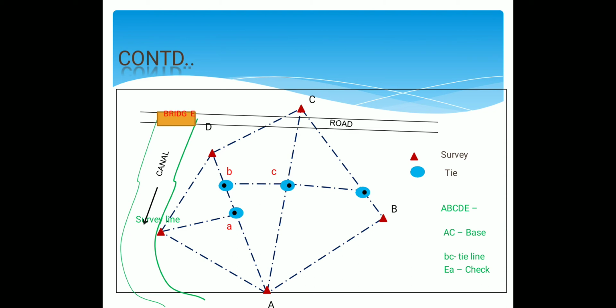So here we could see a chain survey that is carried out on a canal and a road joined by a bridge. From the side of the canal, A, B, C, D, E are the stations, the main stations or survey stations connected by survey lines. And the blue color indication, small a, b, c, are the tie lines. So here main lines, main stations and tie stations are shown, and the lines joining the subsidiary stations are called tie lines.